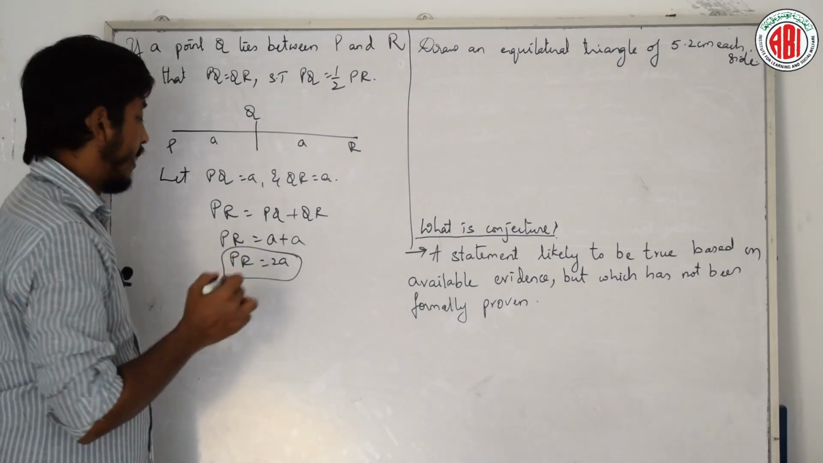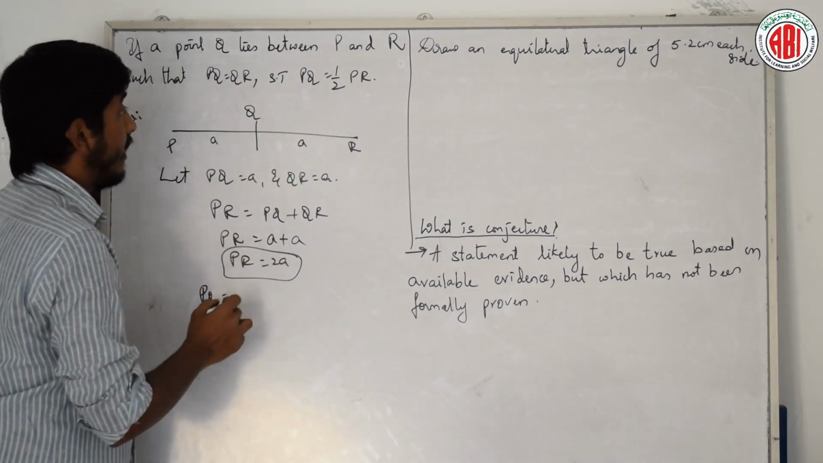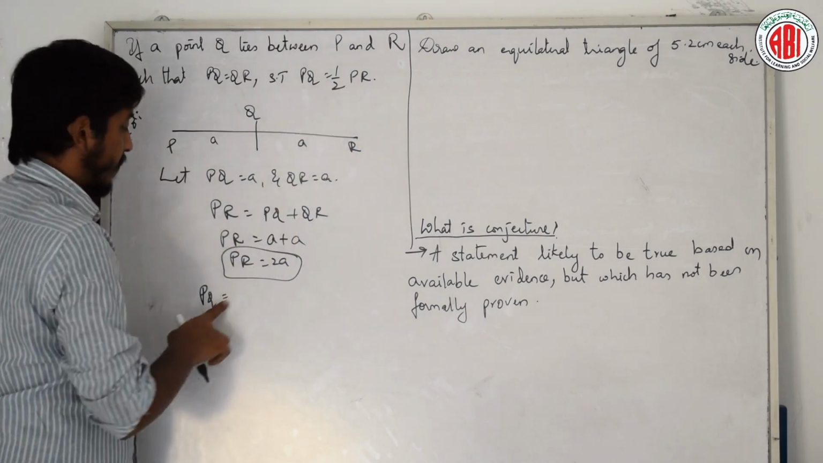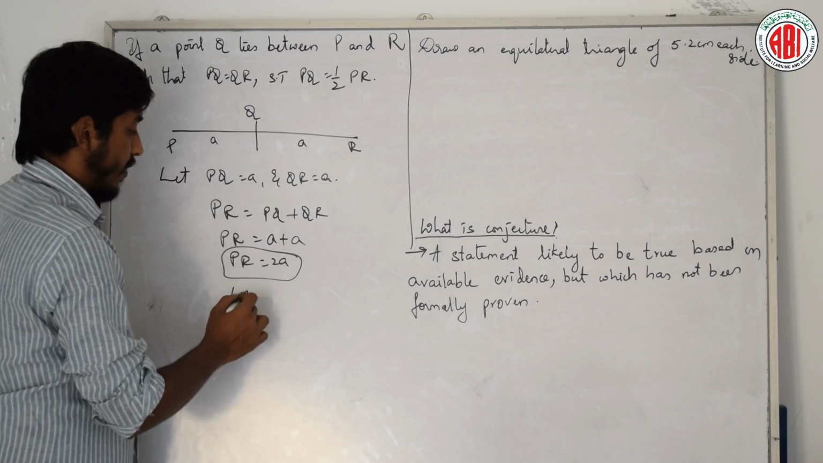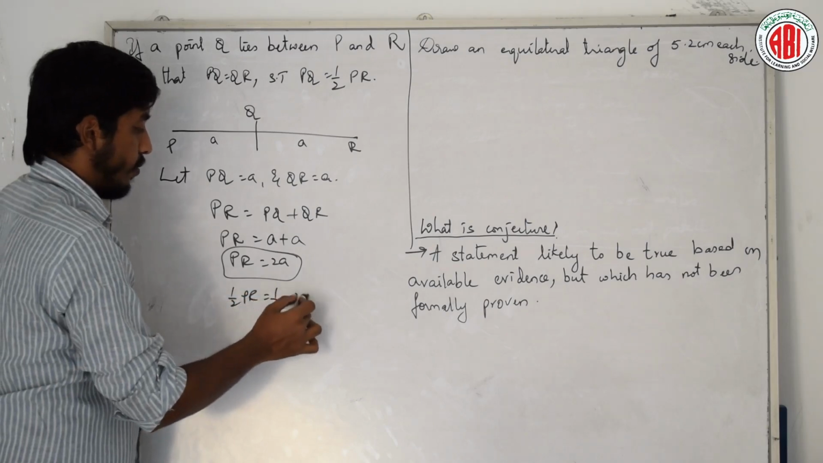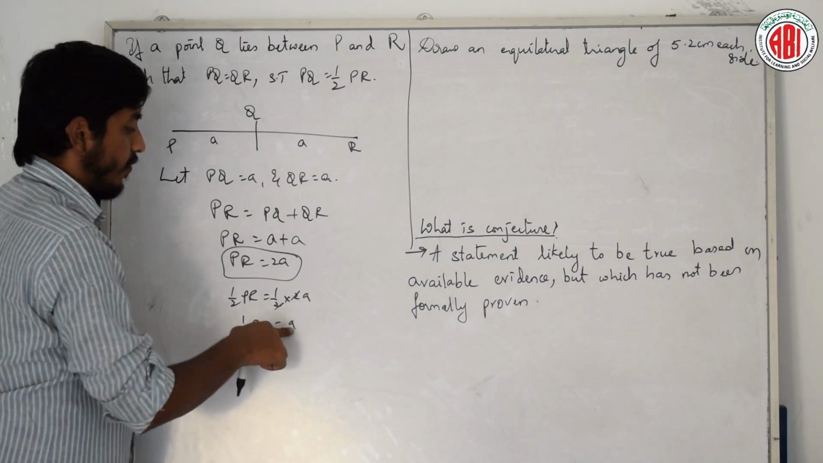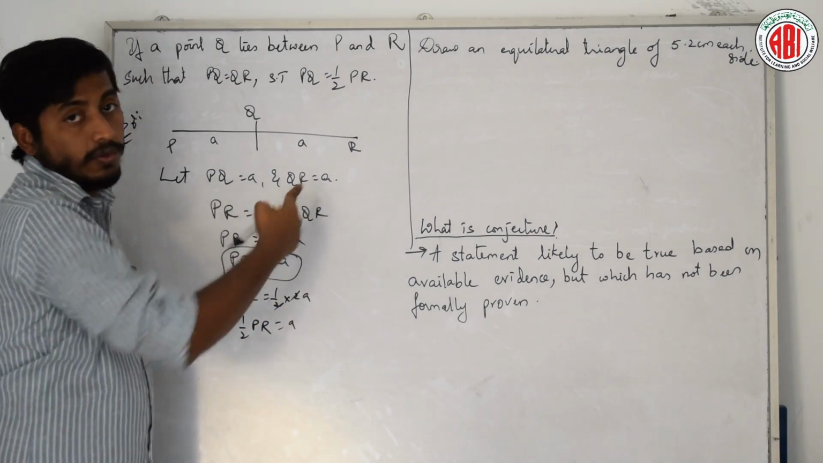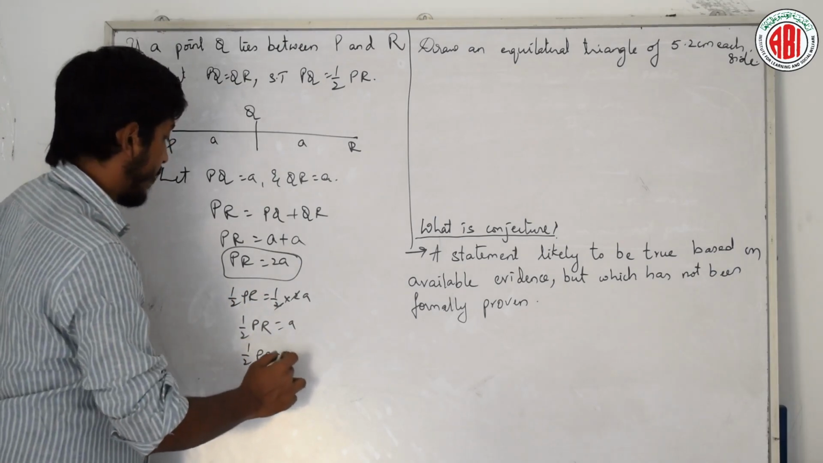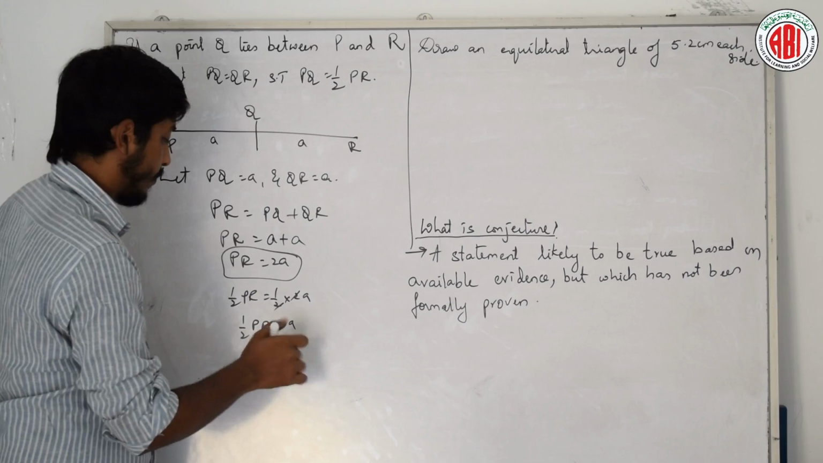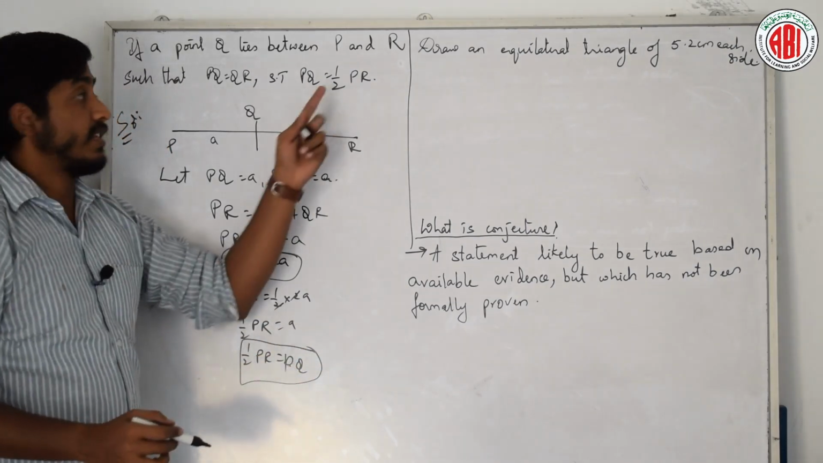Is it fine? Now, what is PQ? PQ is nothing but half of PR, he is telling. Just check, or else find half of PR. Half of PR is equal to half of 2 into A. The 2 cancels, leaving A. Can I write A as PQ or QR? Yes, right. Therefore, half of PR is nothing but PQ. Is it clear? That is what he asked us to prove.